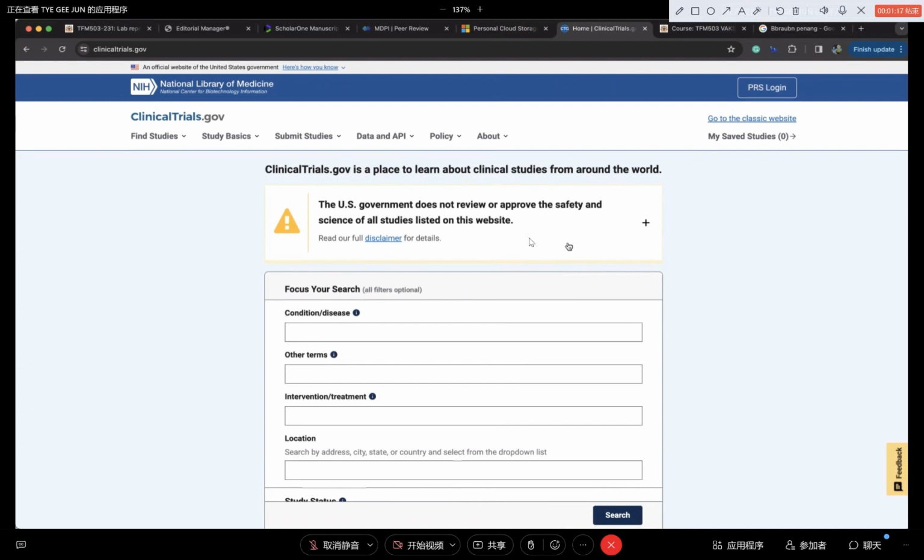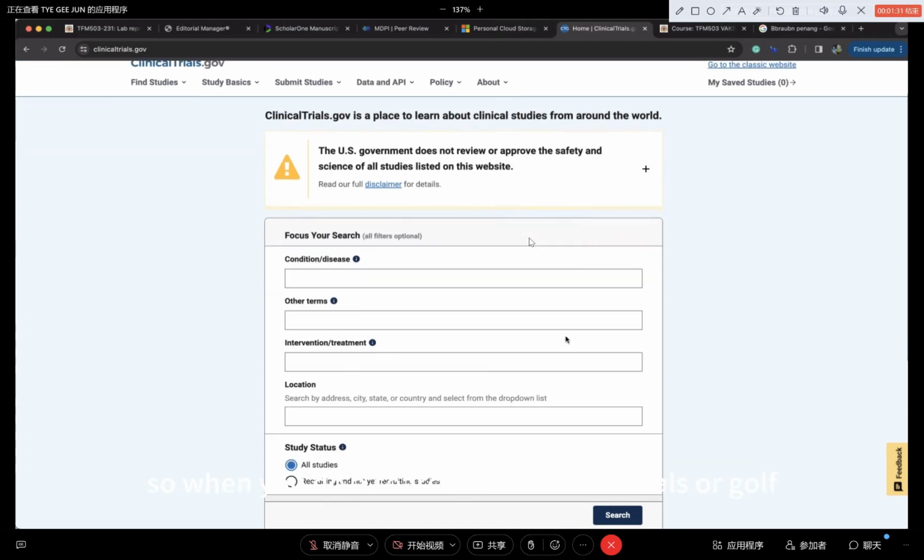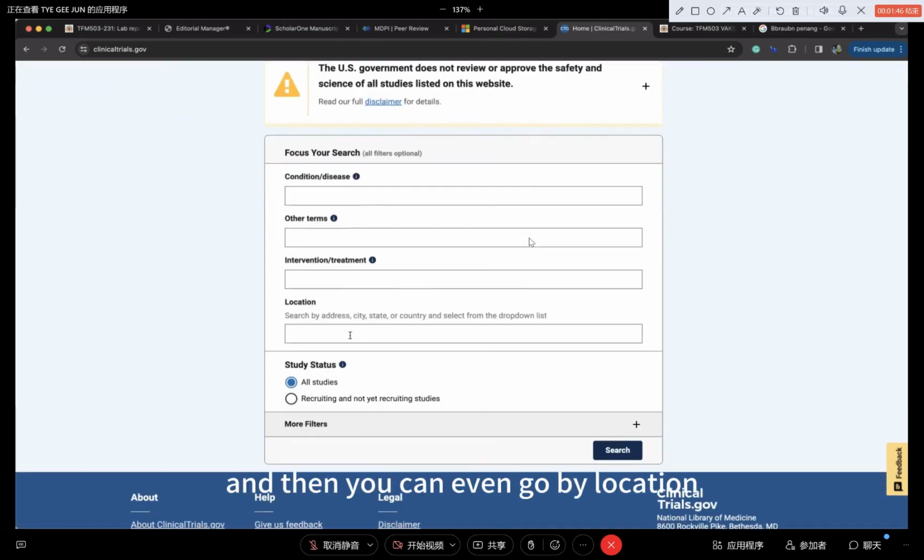Now, the good thing about this website is that access is actually free. Why? Because all the data that you've done for any clinical trials must actually be inserted inside here. Okay, so when you do a search with clinicaltrials.gov, there are a few things that you can filter out. You can filter by condition, by whatever terms, whether your intervention is an intervention or a treatment, or maybe even diagnostics, and then you can even go by location.